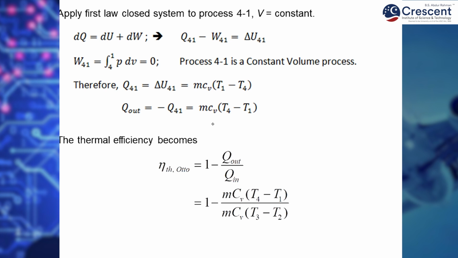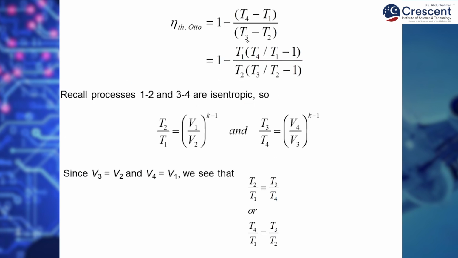If you substitute Q in and Q out into the thermal efficiency equation for the Otto cycle, the thermal efficiency could be written as 1 minus Q out by Q in. Q out we just derived as m Cv (T4 minus T1), and Q in can be written as m Cv (T3 minus T2). If you simplify this equation, m Cv gets cancelled, so 1 minus (T4 minus T1) by (T3 minus T2). If you rearrange this equation and take T1 out, it will be T4 by T1 minus 1 in the numerator. In the denominator you can take T2 out, so that it becomes T2 into (T3 by T2 minus 1).